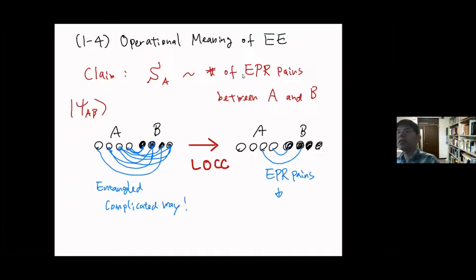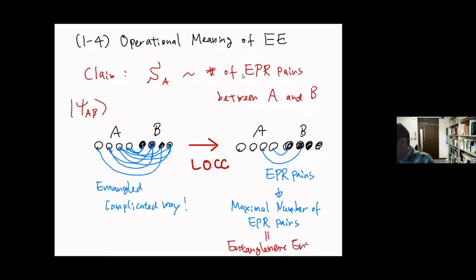But of course, there are many different ways to do this, and we have to maximize the number which we can extract. So the maximal number of EPR pairs which we can distill from this original system actually coincides with the entanglement entropy. But this is a little bit of a rough statement. I will make this more precise. But this is what we want to do.